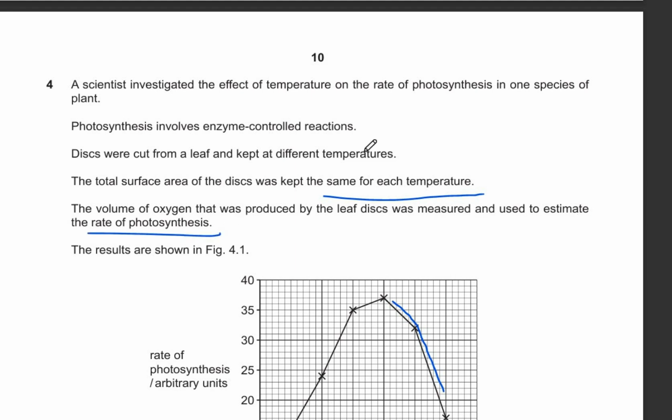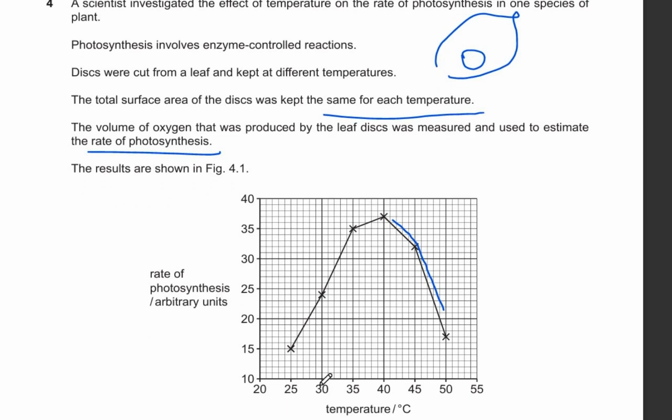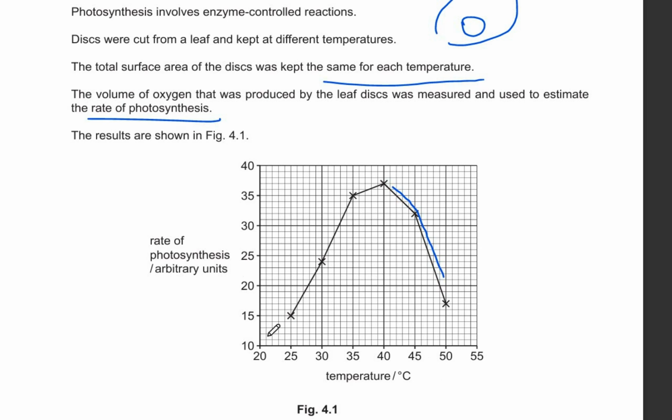So what they did was cut it. If this is a leaf, for example, they cut discs from the leaf with the same surface area, and kept them each at a different temperature. So they kept the surface area the same for each temperature. Then they measured the volume of oxygen produced during photosynthesis, and they plotted the results over here. You can see in the graph that the temperature is given on the x-axis, from 20 to 55, and the rate of photosynthesis is given on the y-axis.